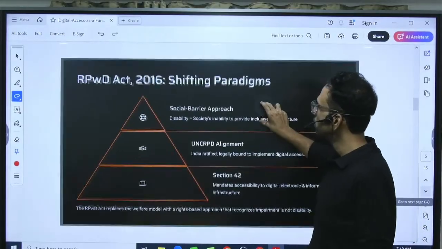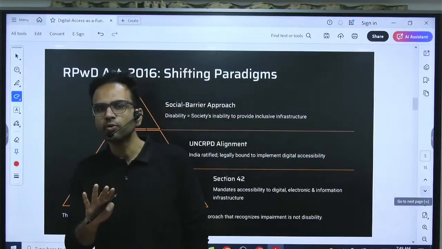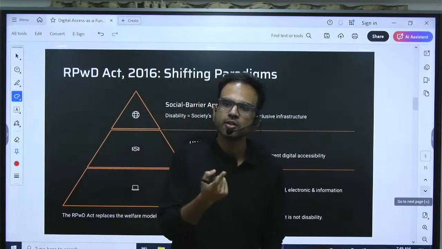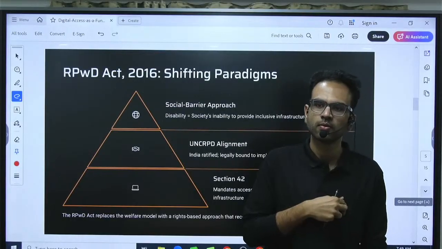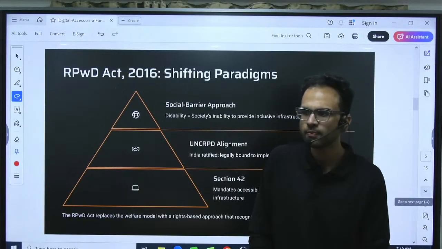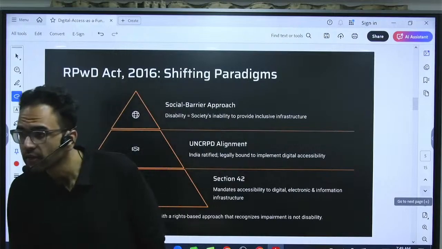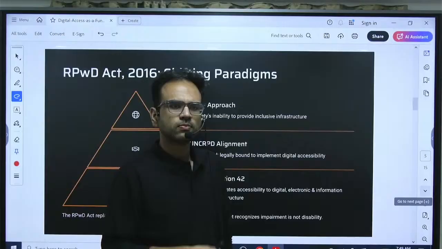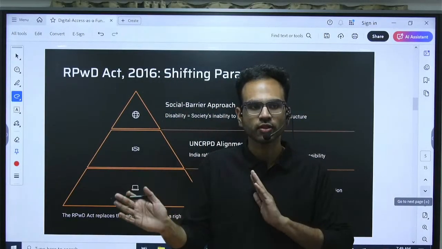Now, Rights of Persons with Disabilities Act 2016 is considered to be a paradigm shift. Okay. What do you mean by a paradigm shift? What is a paradigm? Any idea? Sorry? Examples. Paradigm means a landmark shift in the way we are approaching.